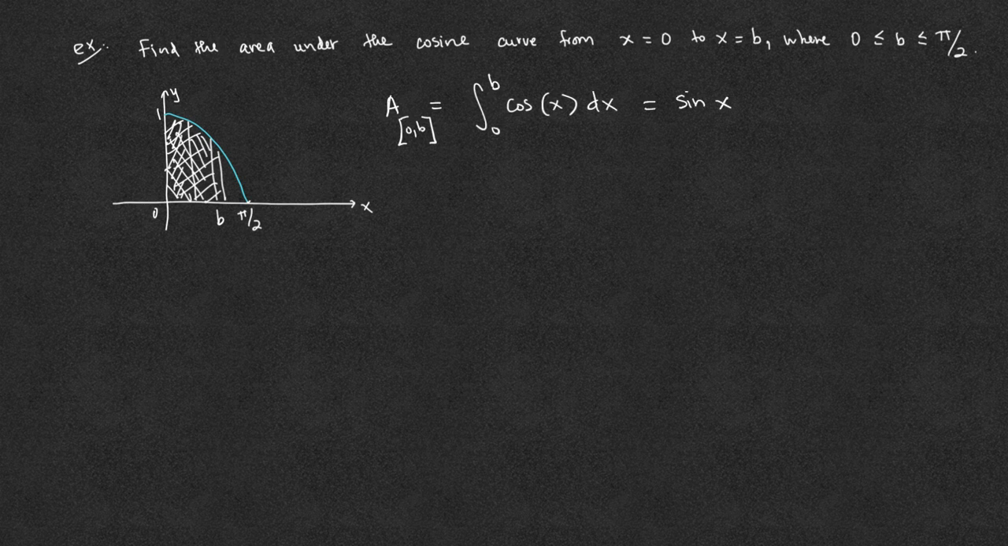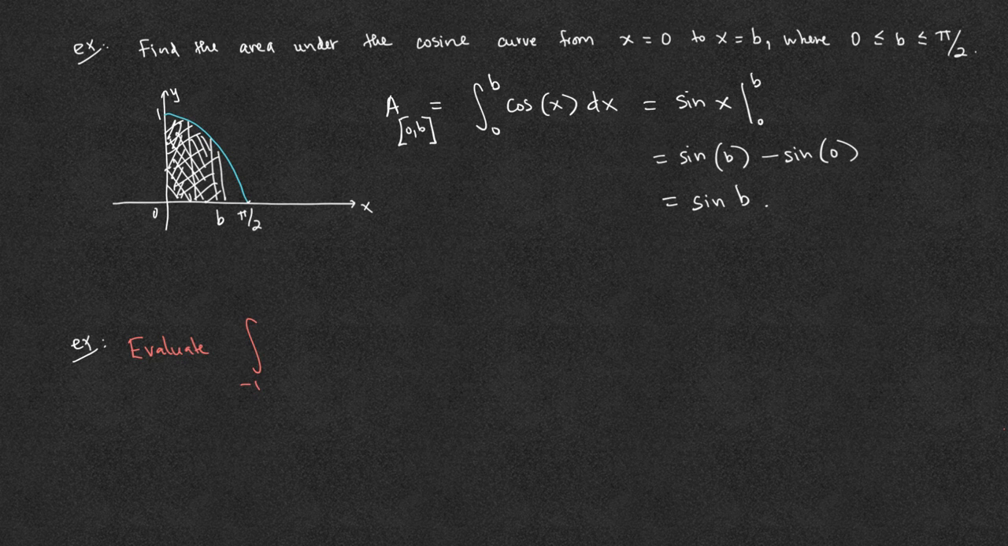But the antiderivative of cosine of x is sine of x, and we evaluate this antiderivative at 0 and b. Sine of 0 is 0, so the answer is sine of b, as long as b is between 0 and pi over 2, so that the shaded region is above the x-axis.